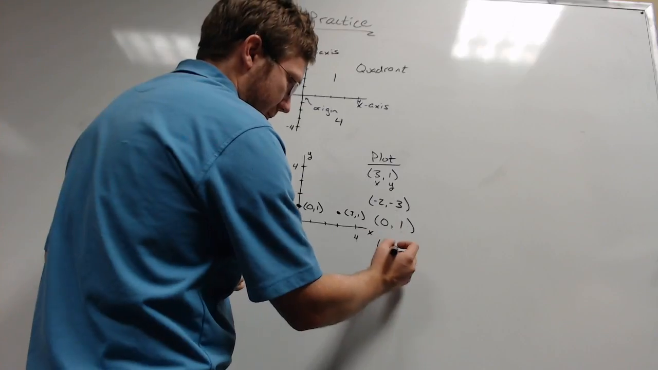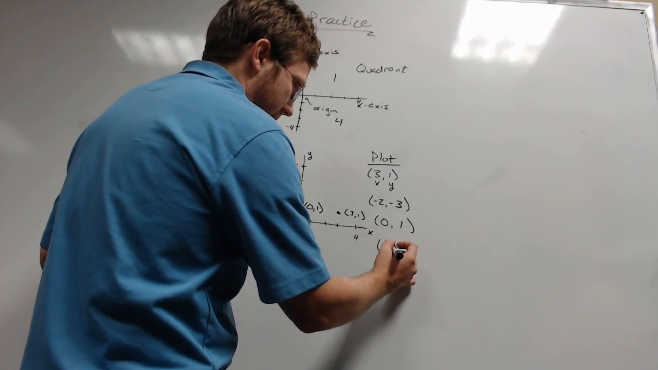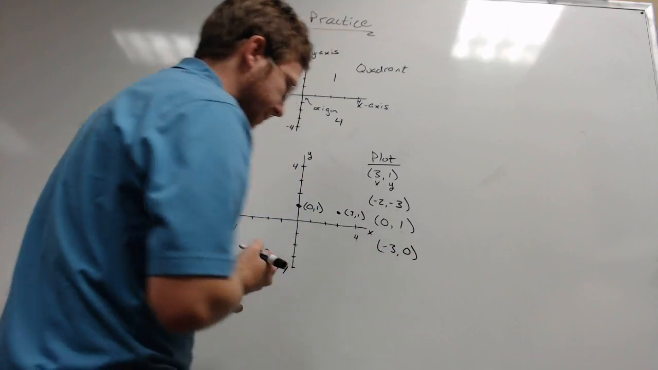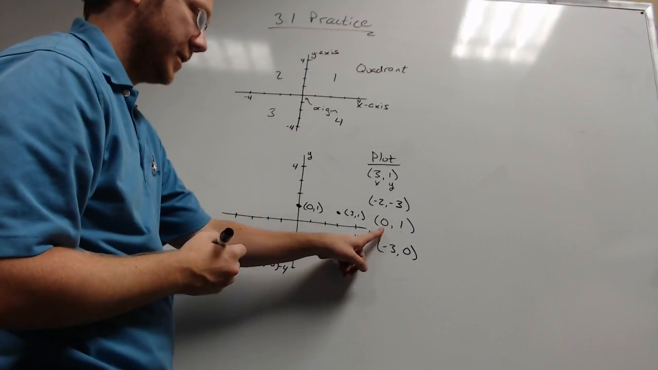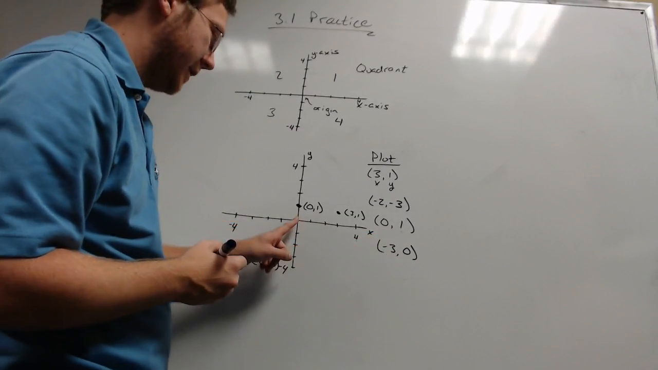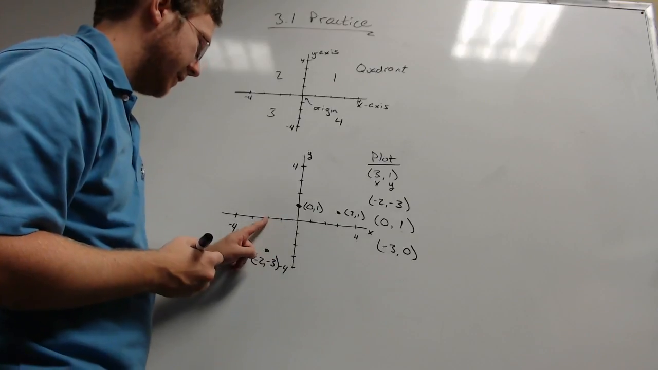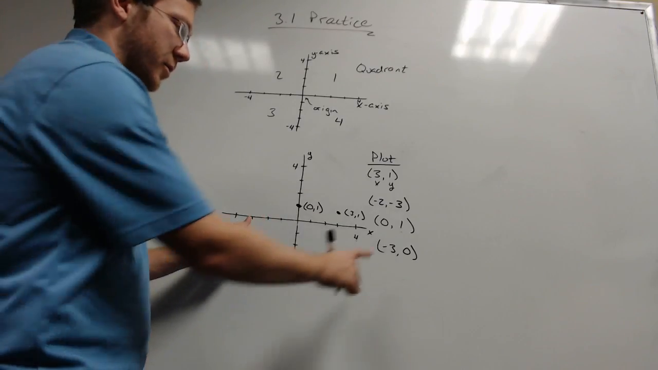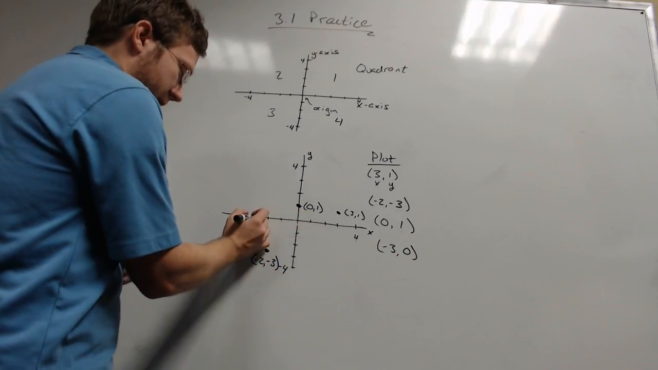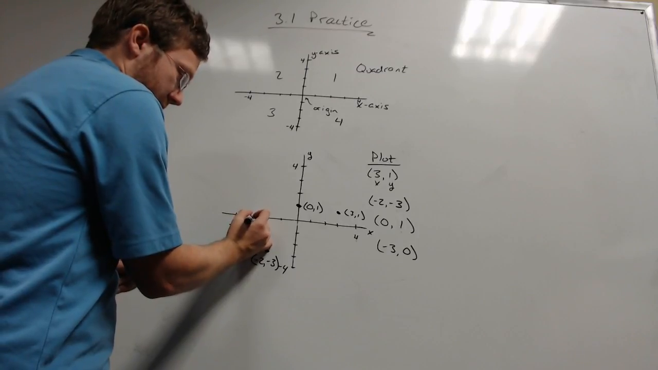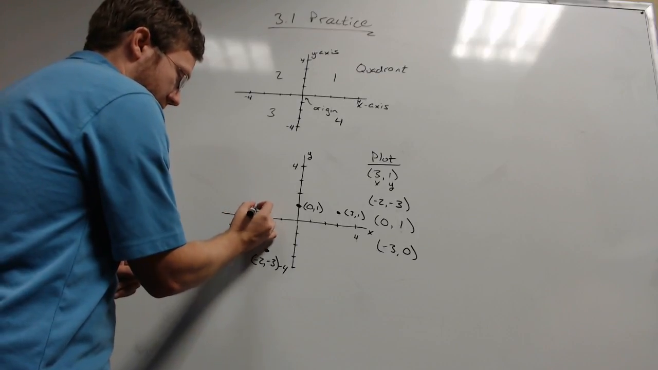And one last example, let's say negative 3, 0. This is different from the last point because now I have an x value, so on the x-axis I have to travel negative 1, negative 2, negative 3. But I'm going 0 in the y direction, so I'm going to be stationed right here. This point is negative 3, 0.